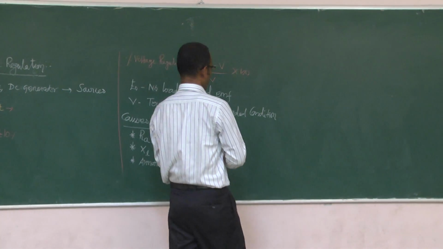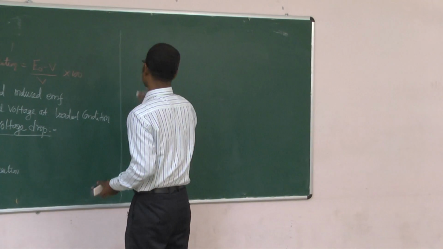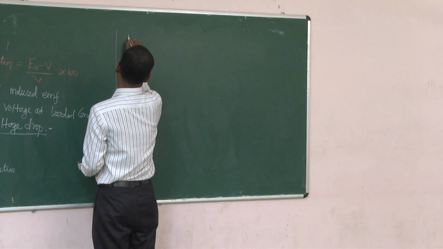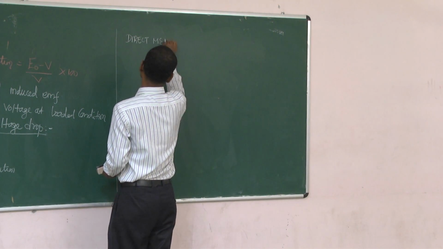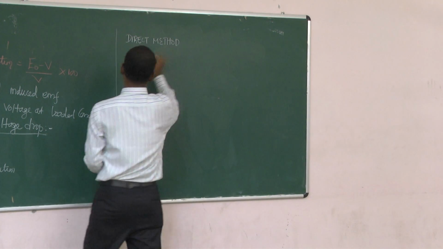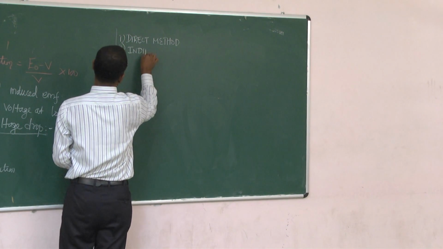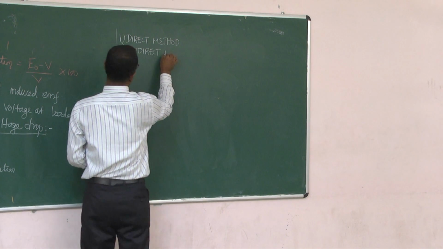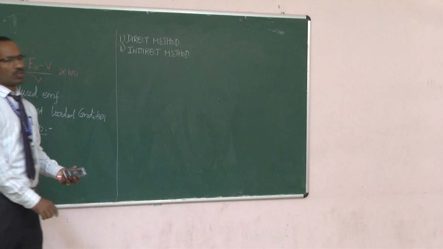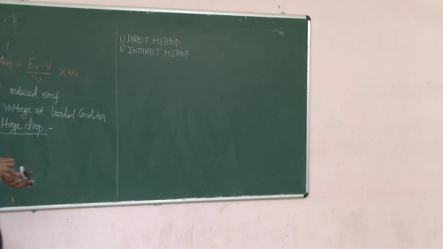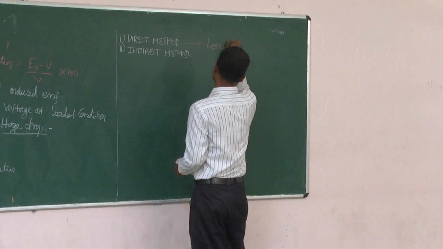So how to calculate the voltage regulation? For that we have different methods. One is the direct method. Another one is the indirect method. So the direct method is nothing but the load test on a three-phase alternator.